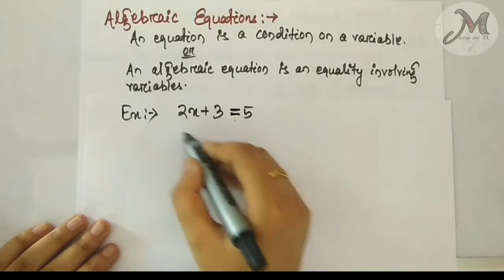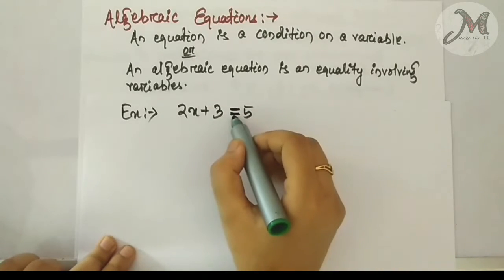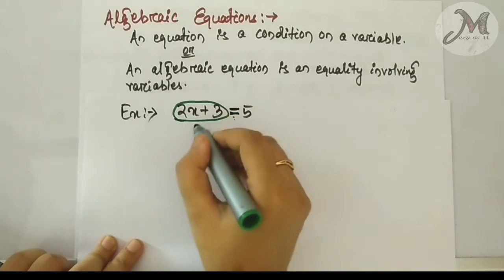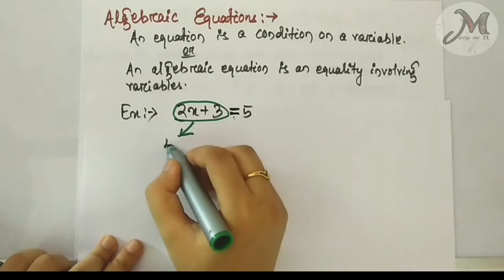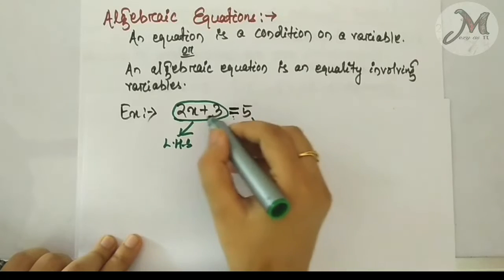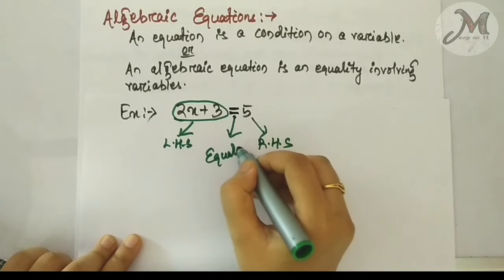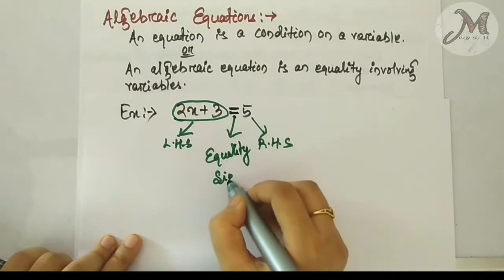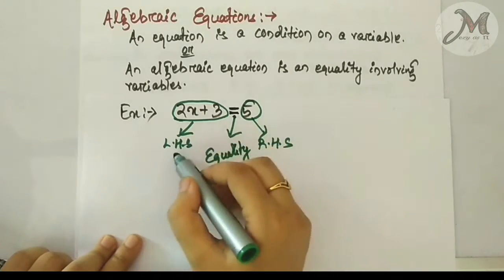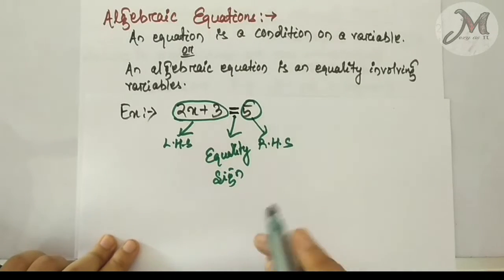Here in the equation we have three parts. One is the LHS part, on the left hand side of the equality sign. On the right hand side we have the RHS part. So here 2x plus 3 is the LHS part and 5 is the RHS part, and in between them we have the equality sign. So an equation has three parts: the LHS part, the RHS part, and in between them the equality sign.